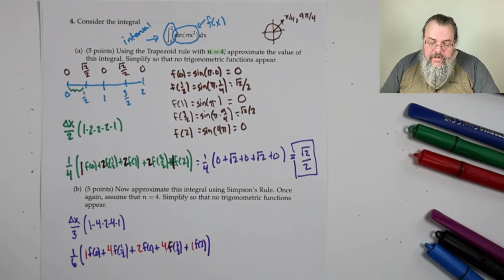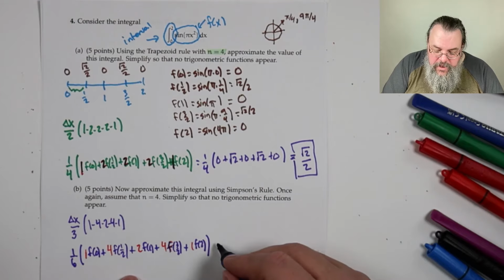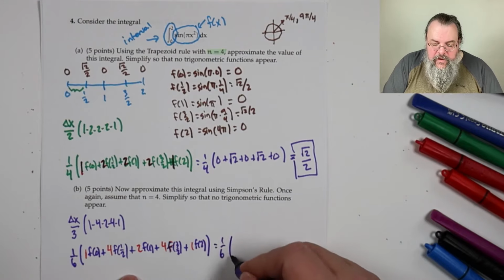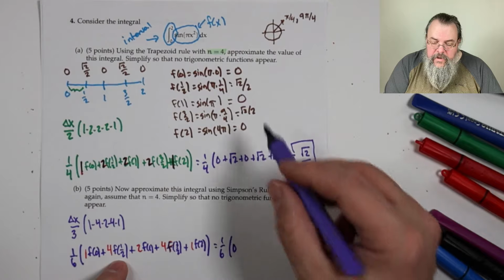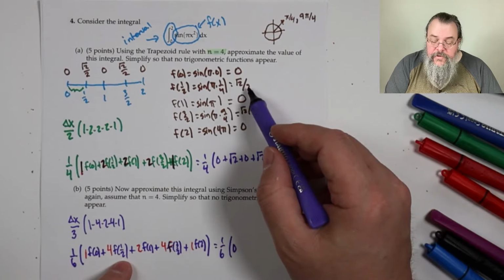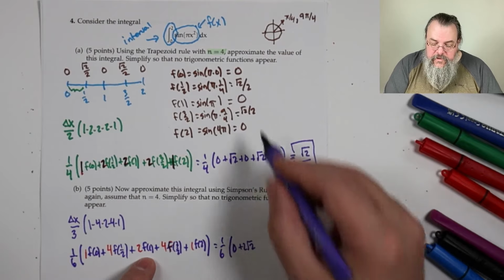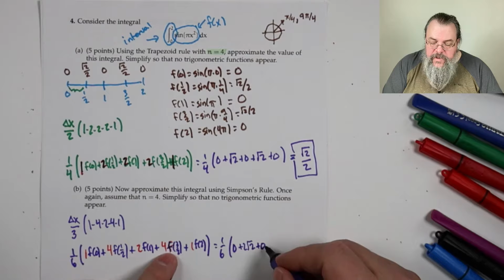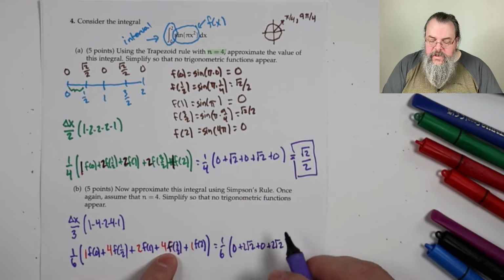So, last thing is plug in our values. Well, this is going to be 1/6. F of 0, still 0. Then we have 4 times root 2 over 2, which makes that 2 root 2. F of 1, still 0. 4 times f of 3/2, so 4 times root 2 over 2 is 2 root 2, and f of 2 is 0.